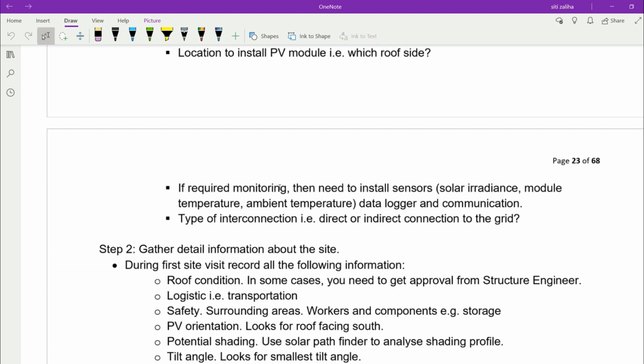If monitoring is required, then you need to install sensors, which are solar irradiance, module temperature and ambient temperature, and then a data logger and communication, for example IoT. Type of interconnection, for example, direct or indirect connection to the grid.